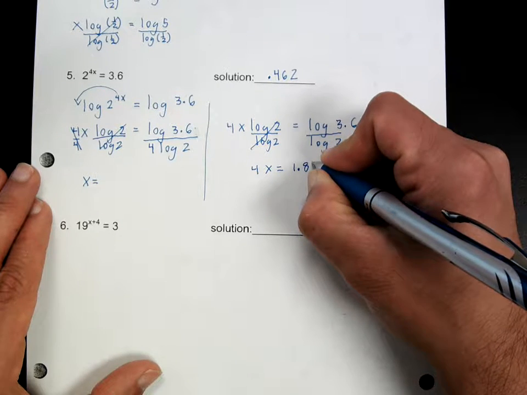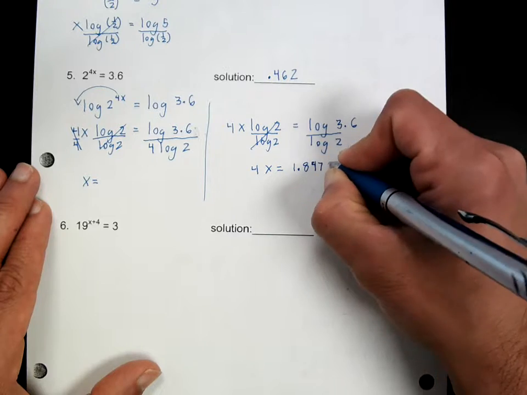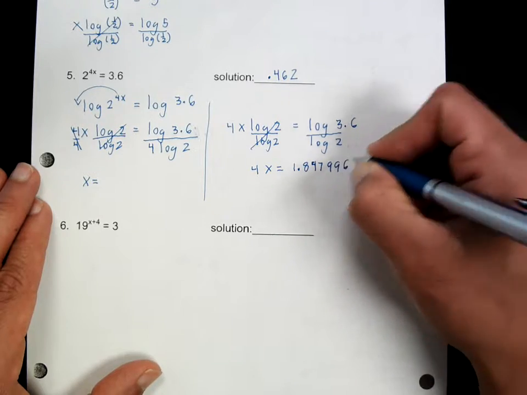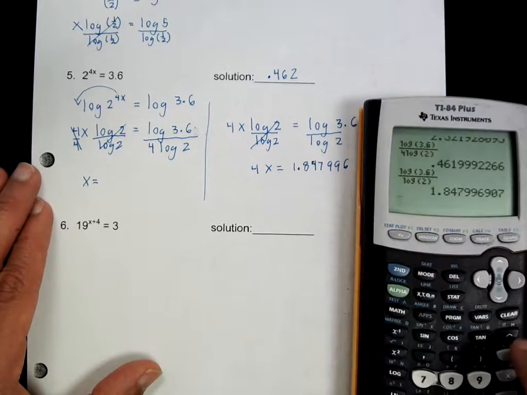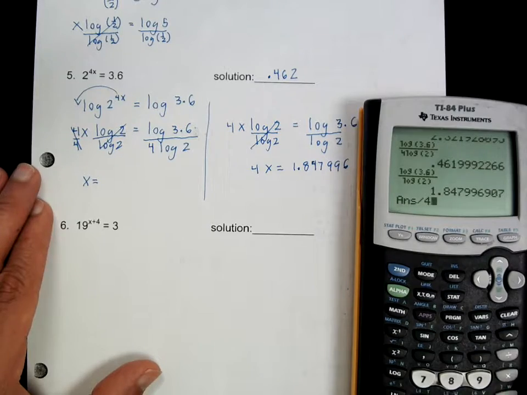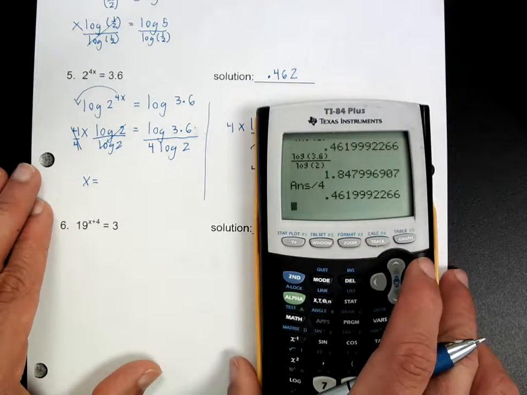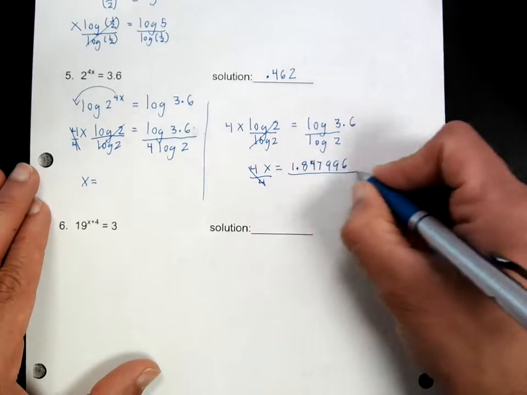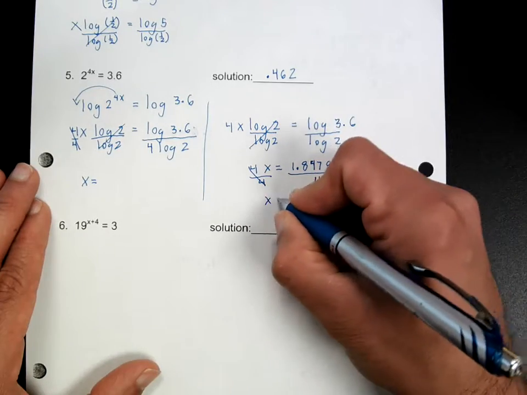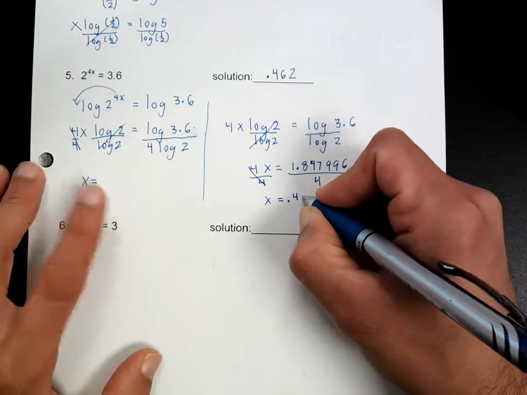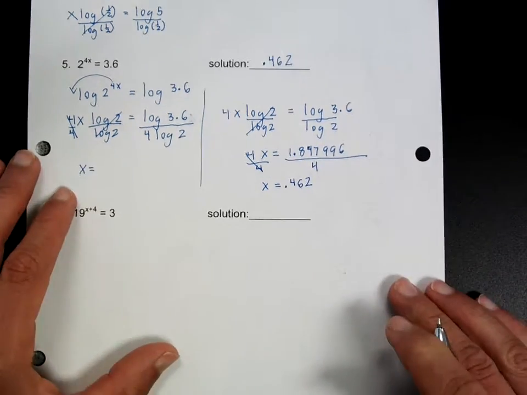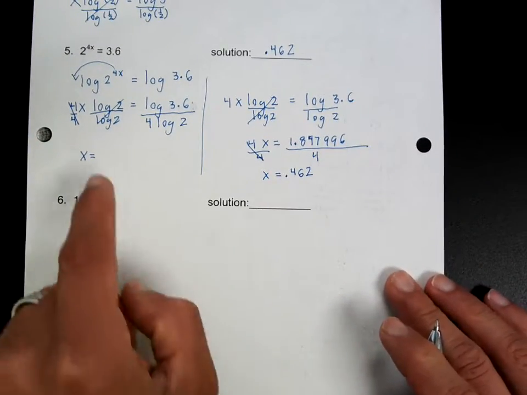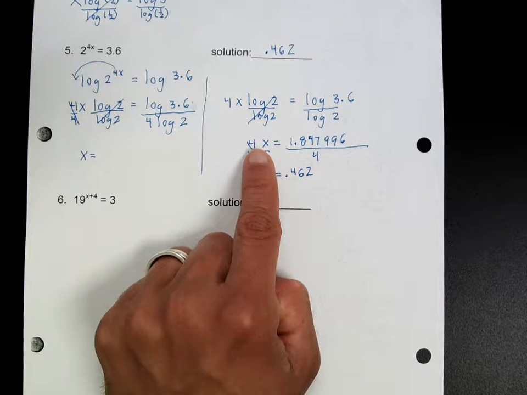More like 1.84, 7,996. If I divide that by 4, then I should get the same answer. So you can do it however you want to. I'm just telling you that the one on the left is a little bit faster, but if that's confusing to you, you can just keep doing that. So this is 2 ways of doing the same thing.